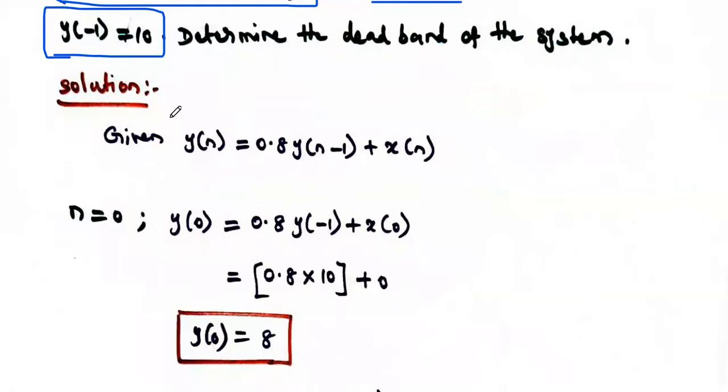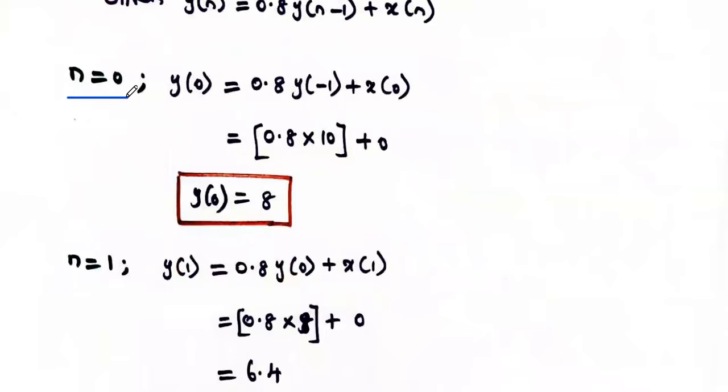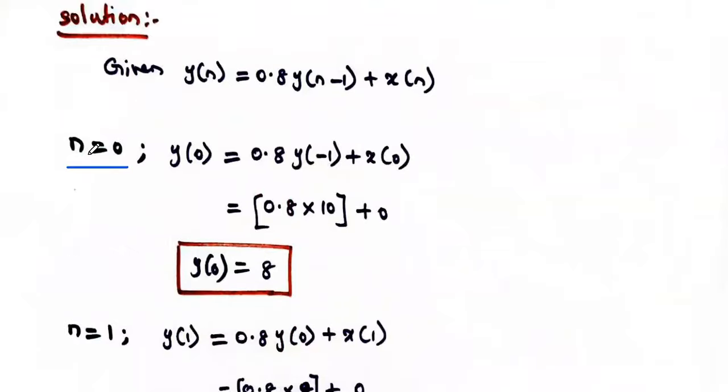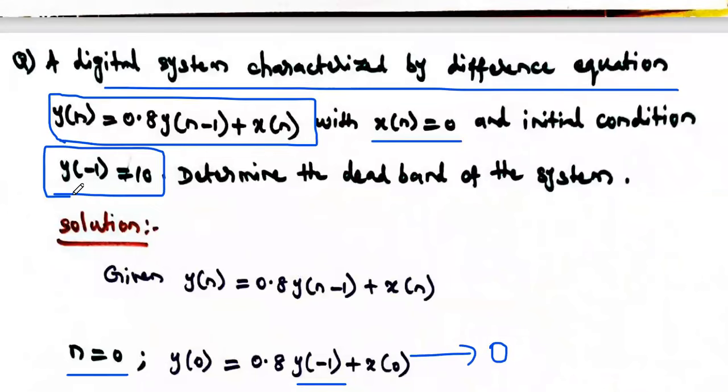Okay, so similar to the previous one, here also we have to solve the problem. Take the given system equation. We have to find the output first at n equal to 0. So substitute n equal to 0 in the above equation. So y of 0 equal to 0.8 y of minus 1 plus x of 0. What is x of 0? The input applied to the system at any time is 0. And what is the value of y of minus 1? In our problem, y of minus 1 is given as 10.